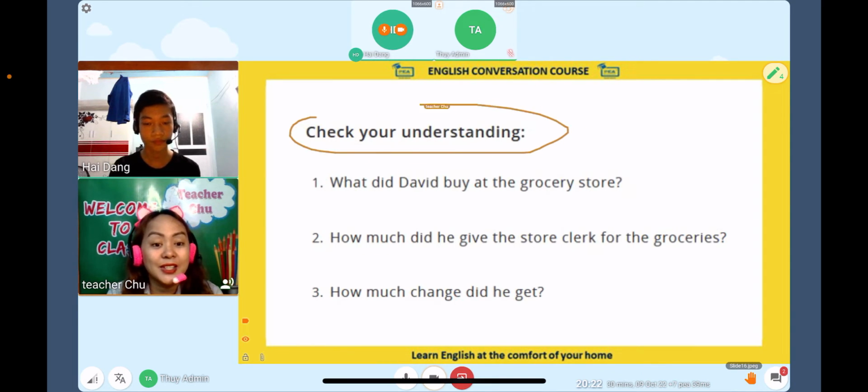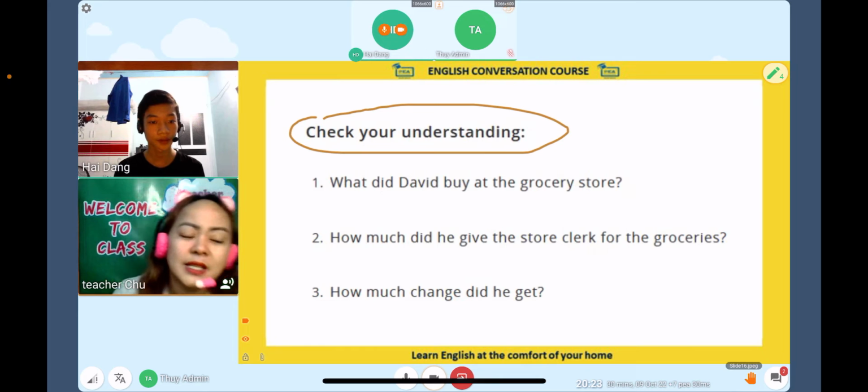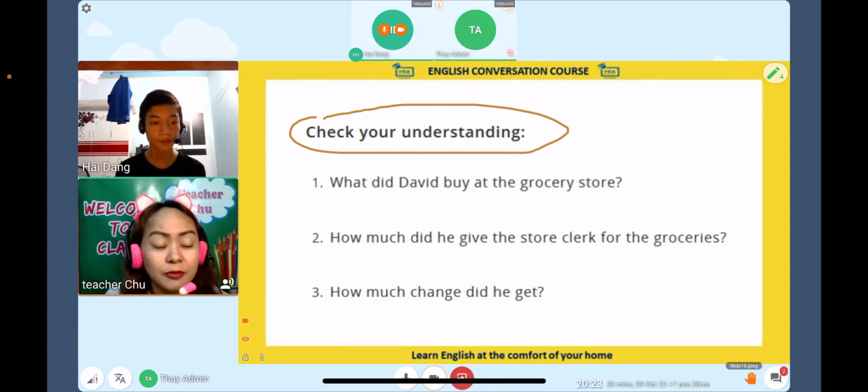Okay. So now let's read the comprehension check, to check your understanding. Read number one. What did David buy at the grocery store? David bought 3 boxes at the grocery store. What did David buy at the grocery store? 3 boxes of what? Cereal. Yes.